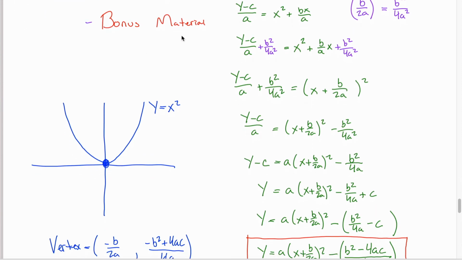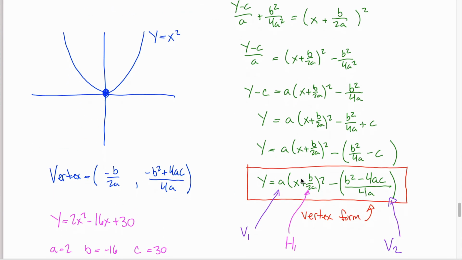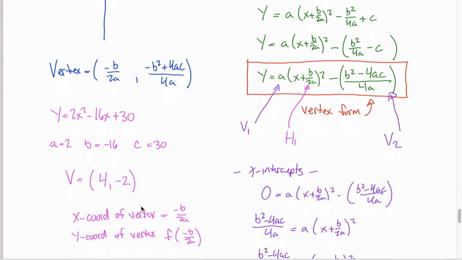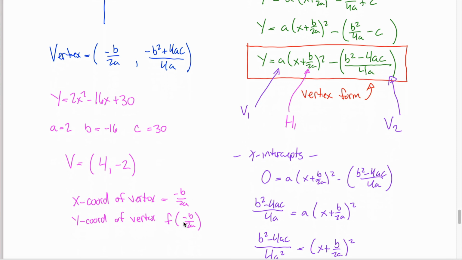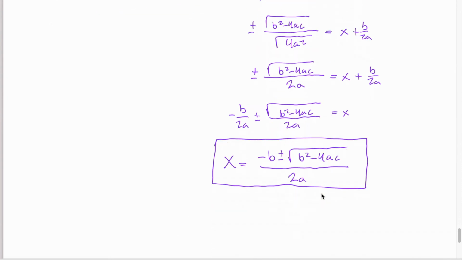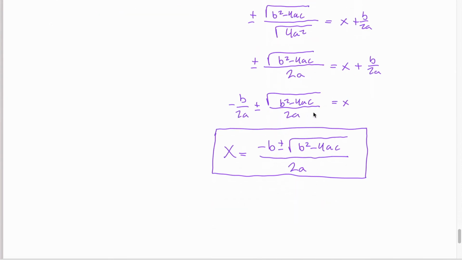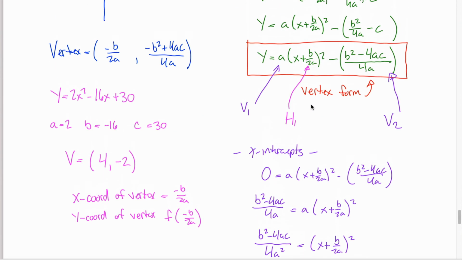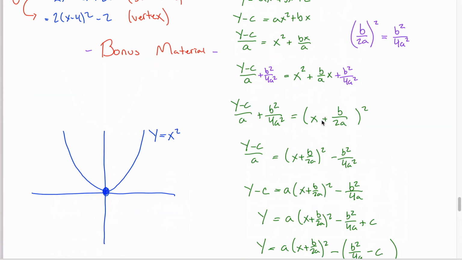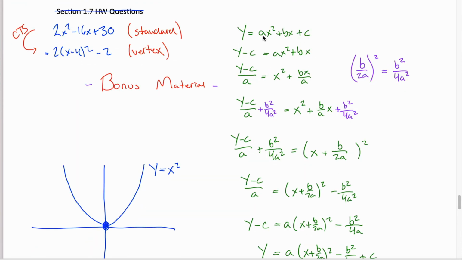But that's why I called all this stuff bonus material. You don't need any of this stuff. However, if you want to find the vertex, there's this nice little shortcut for finding the x coordinate and the y coordinate of the vertex. And FYI, that quadratic formula that you memorized way back in the day is really just a direct result of completing the square on this general quadratic trinomial. Kind of cool, I think.